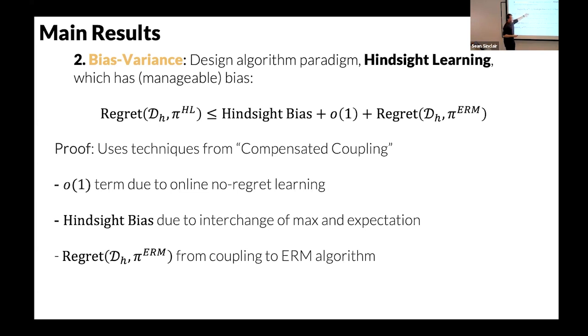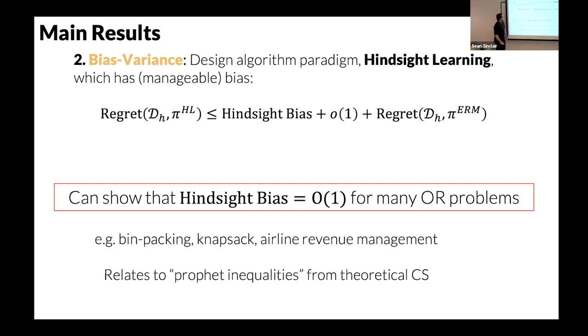Yeah, but there's still questions of whether you can extend the bounds on hindsight bias for other types of OR models. Okay, so you can show that this hindsight bias is small for many OR problems, including examples of this. And if you want another buzzword to Google, we also like to call them profit inequalities. The reason we call them profit inequalities is because we're comparing against a profit that knows the future randomness versus an algorithm that doesn't know the future randomness. So that's why they're called profit inequalities.